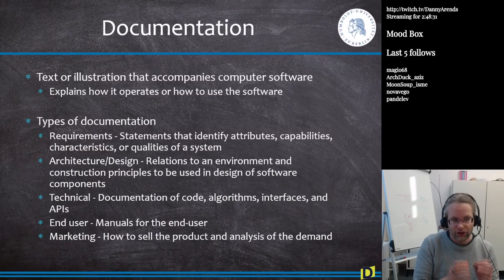So the first thing that is being written in any software project is the requirements. And the requirement states what the thing should do, right? What attributes should it have? What capabilities should it have? What should be the quality, right? So how accurate should my thing be?